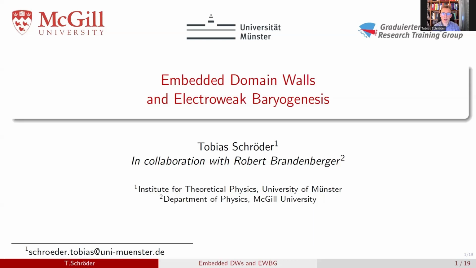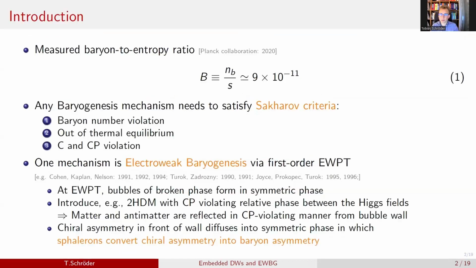In this talk and the corresponding paper, we will present a way to explain the overabundance of baryons over antibaryons observed in our universe. This overabundance of matter over antimatter can be quantified in terms of the baryon to entropy ratio. This is nowadays well constrained by CMB and BBN observations to be a value of 9 × 10⁻¹¹.